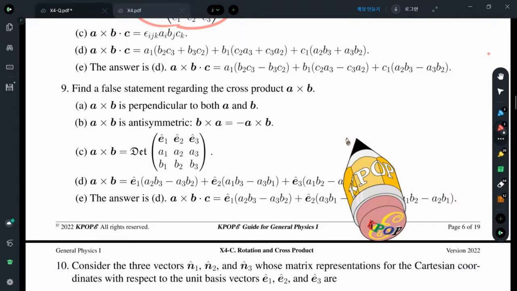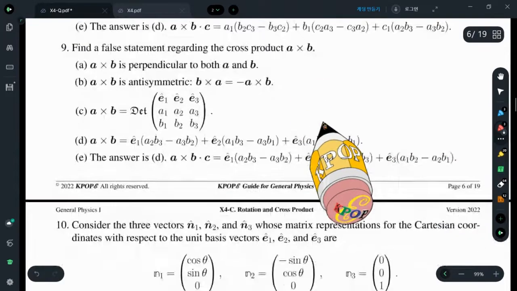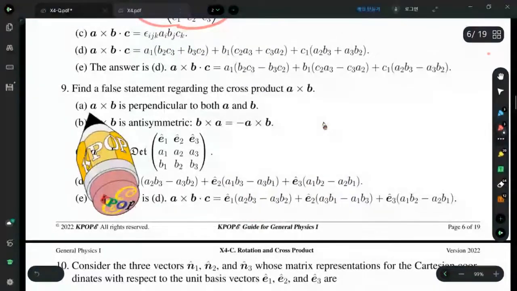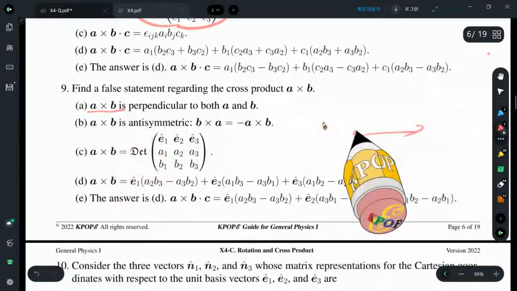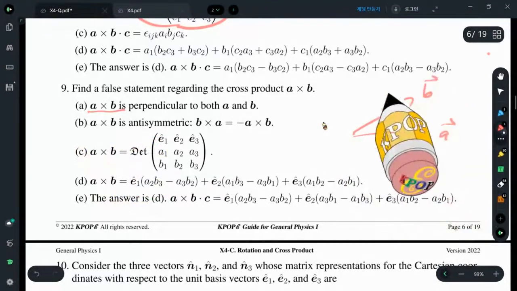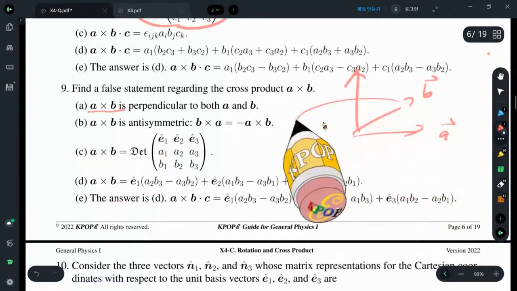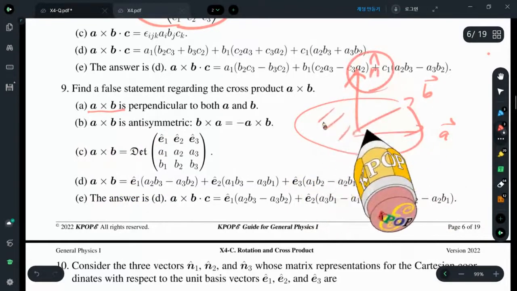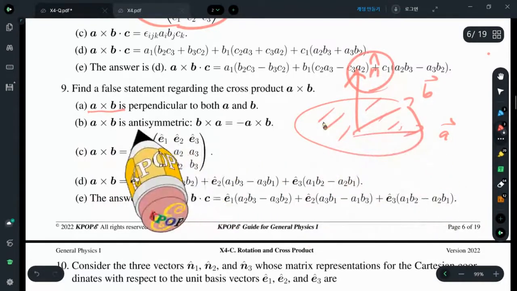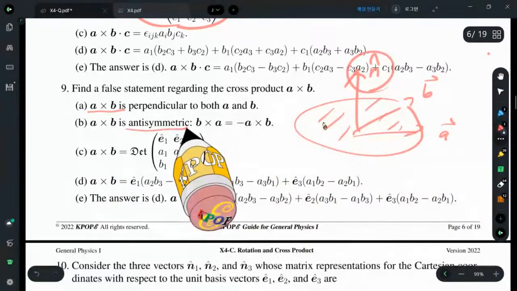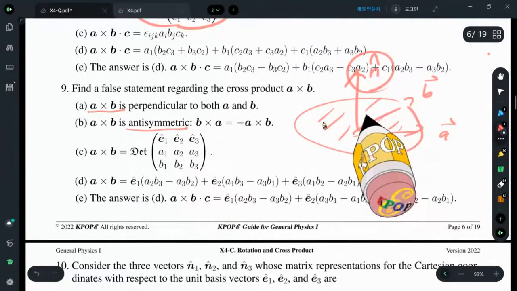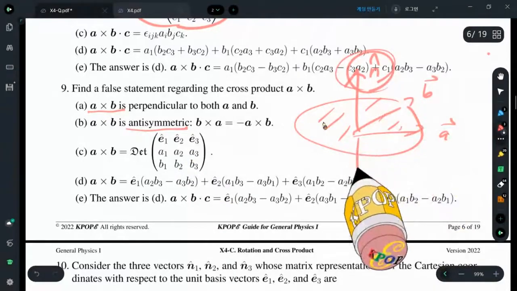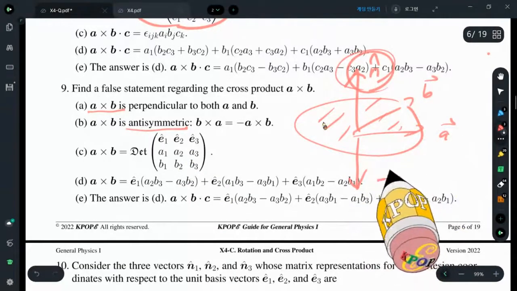Okay, let's continue. A cross B, A, B, A cross B is perpendicular to this plane. This A cross B is anti-symmetric. A cross B is in this direction, and B cross A is in the opposite direction.